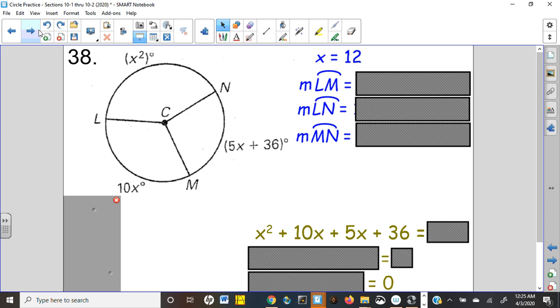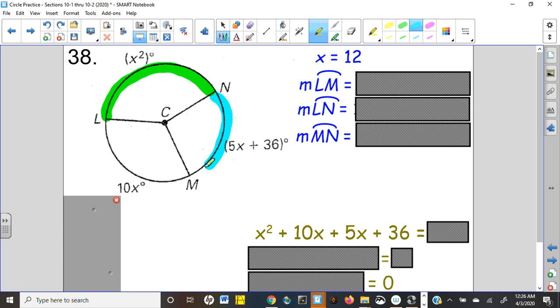Finally, problem 38, which a couple people did ask about, and I don't know if this was more of a problem with the algebra or more of a problem with the conceptual setup. But here's the deal. Conceptually, it's pretty straightforward. The circle is divided into 3 arcs. Arc LN, arc NM, and finally arc ML.